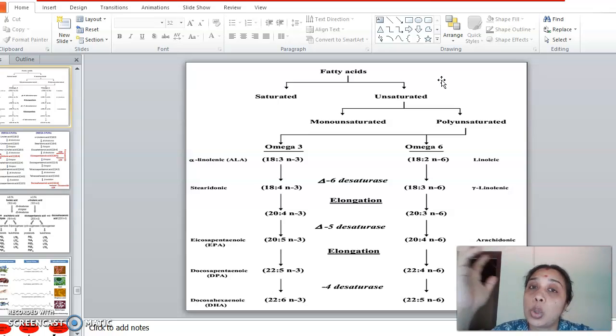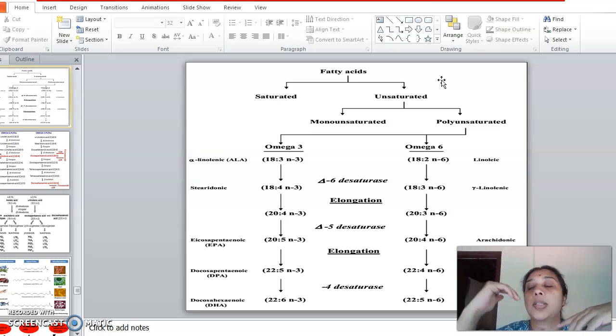So, based on the nature of the double bond, fatty acids can be divided into two types: saturated fatty acids and unsaturated fatty acids. And unsaturated fatty acids, again, based on the number of double bonds, are divided into two types: monounsaturated fatty acids and polyunsaturated fatty acids. Of course, monounsaturated fatty acids are synthesized first.